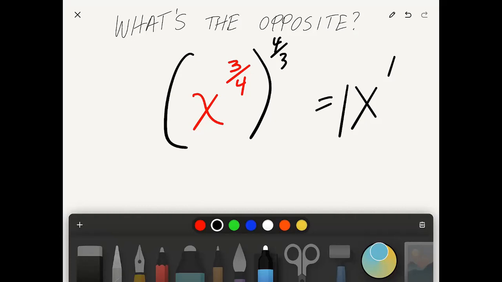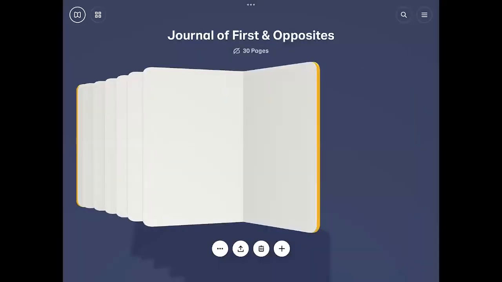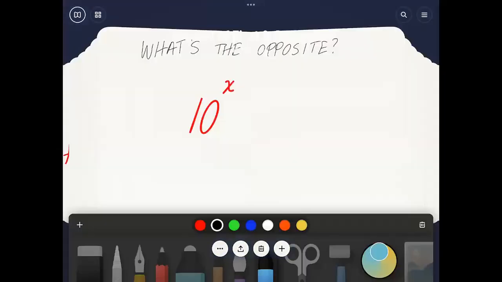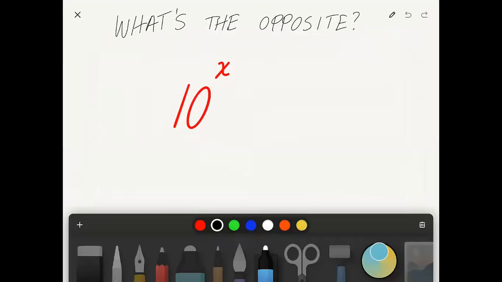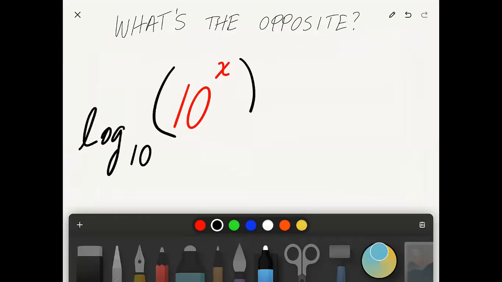Okay, so now let's go back. Let's go to another one. All right, here. So 10 to the x power, what's the inverse of that? Oh, that would be the log base 10 of that. And if you took the log base 10 of 10 to the x, you would get x to the first power, which is what you should get.